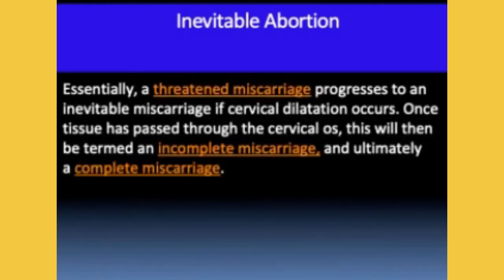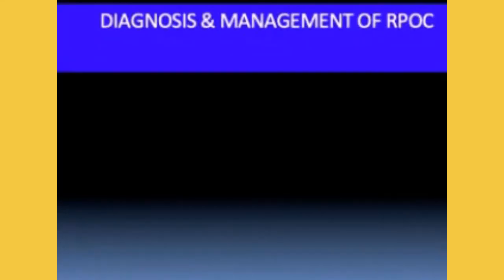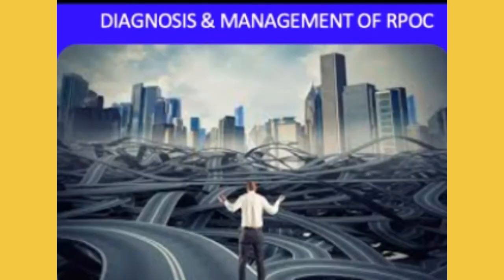It leads to an inevitable miscarriage if the cervical dilatation occurs. Once the tissue has passed through the cervical os, this will then be termed as an incomplete miscarriage and ultimately a complete miscarriage, leading to retained product of conception in cases of incomplete miscarriage. So coming to the diagnosis and management of RPOC, which is actually very, very confusing.